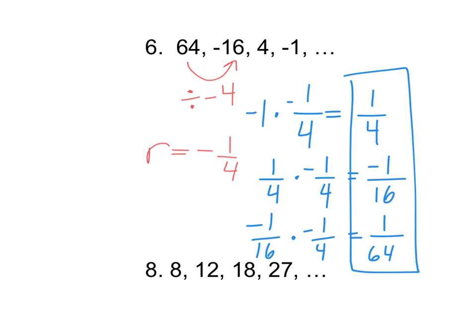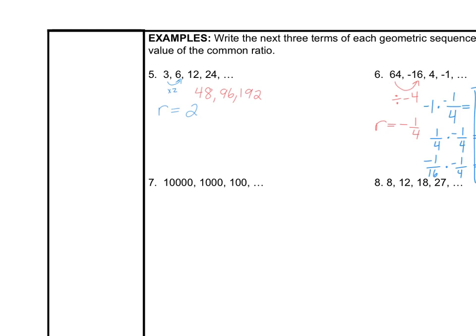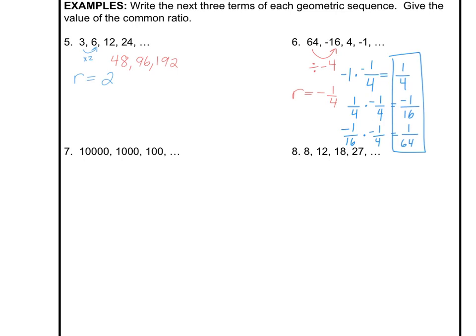Next one's not so bad. It is dividing again. What's it dividing by? 10,000, 1,000, 100. What is it dividing by? 10. It's dividing by 10. But you can't write the common ratio as division. You have to write it as a fraction instead. Dividing by 10 is the same thing as multiplying by 1/10. So that is your common ratio.